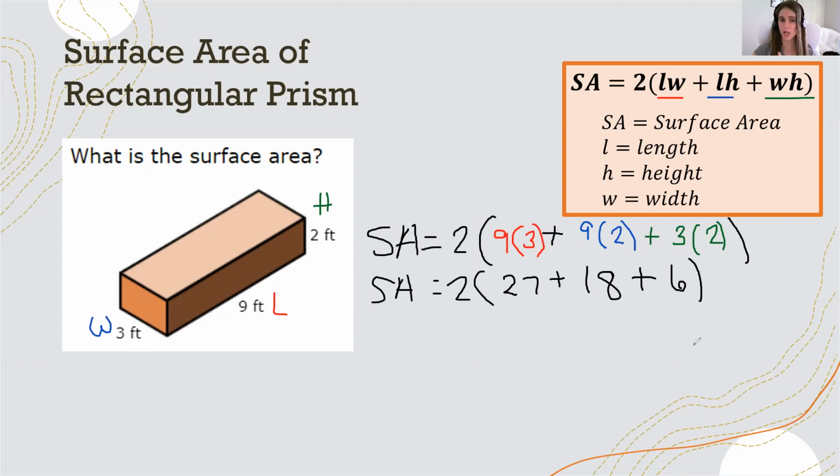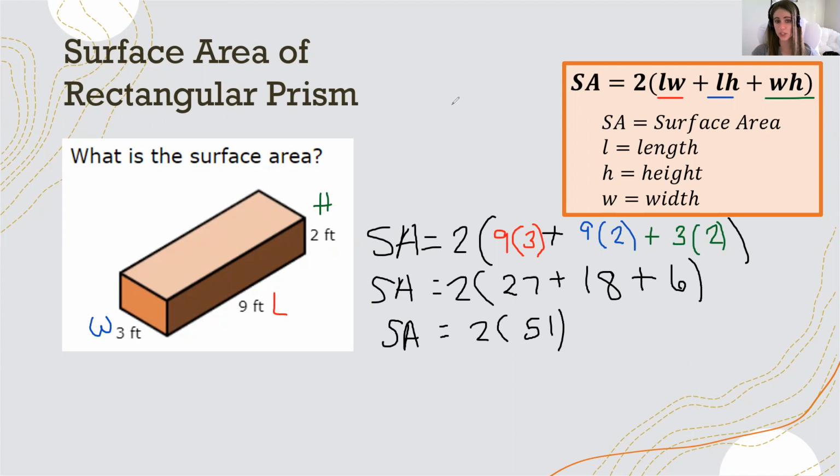All right, let's keep following that order of operations. We still got to get that grouping symbol simplified. So next up is going to be to add everything inside those parentheses. So 27 plus 18 plus 6 is 51. And last but not least, we're going to multiply by 2.